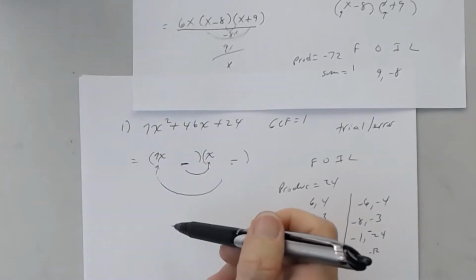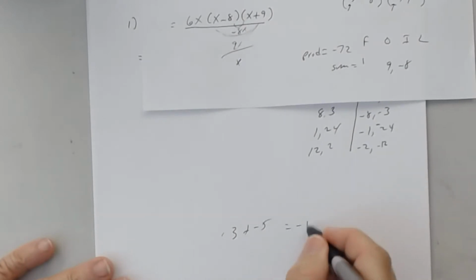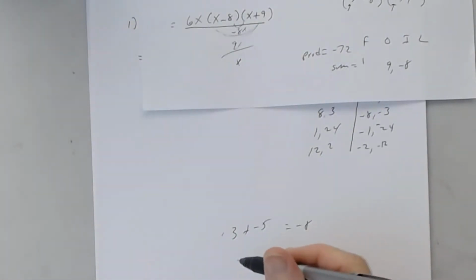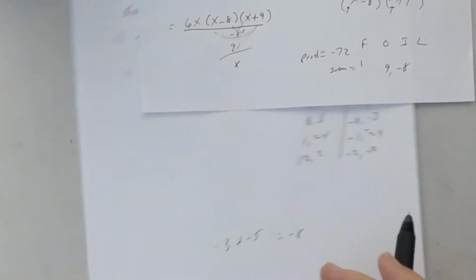A negative times a negative is a positive. What's a -3 plus a -5? A -8. So I'm going to ask you again. A negative number plus a negative number is what kind of number? Negative. All right.